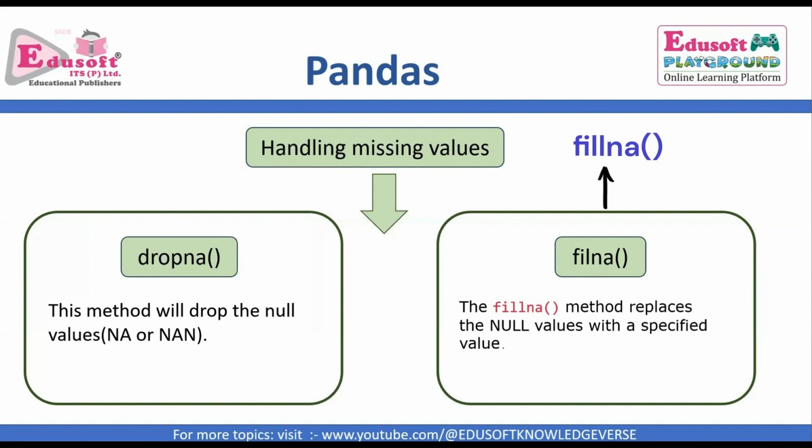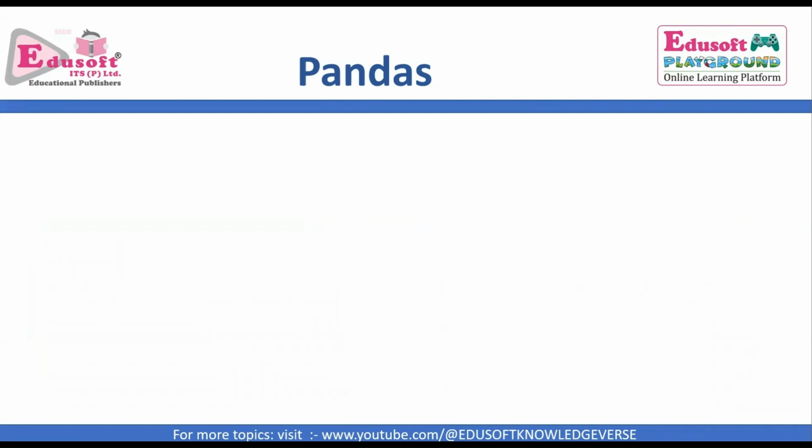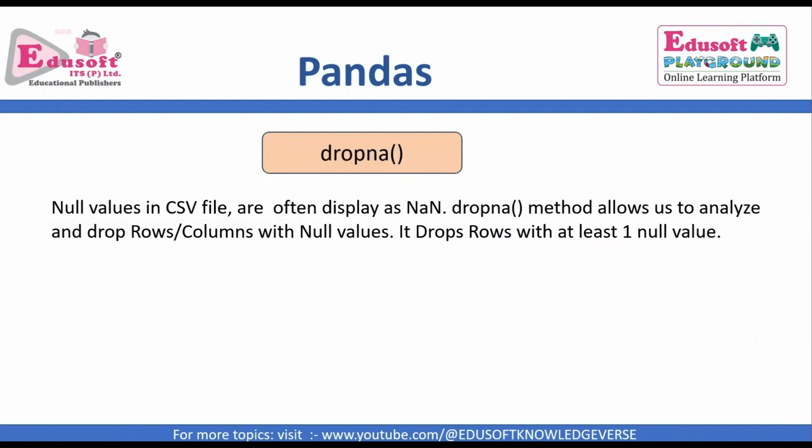If you have a data frame, then whatever null values are in it, the dropna function will drop those null values. And the role of the fillna function is that it will replace that null value with a specified value. Dropna function: null values in a CSV file are often displayed as NaN. The dropna method allows us to analyze and drop rows and columns with null values. It drops rows with at least one null value.